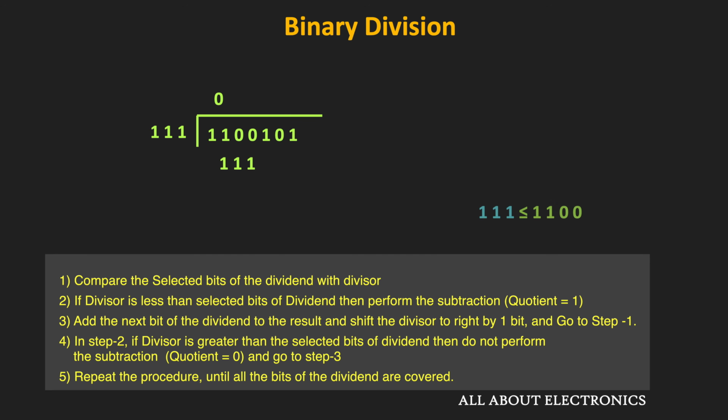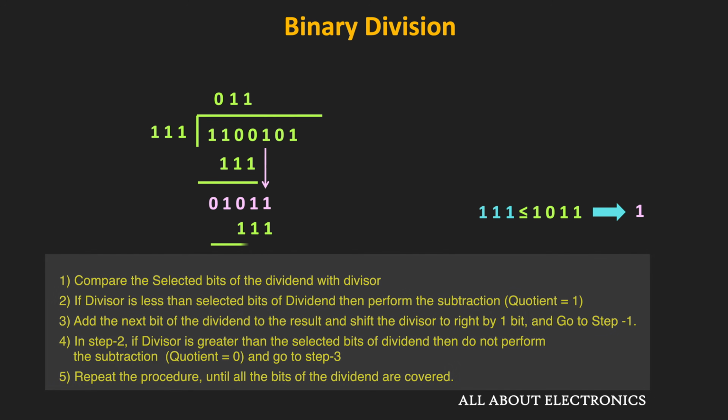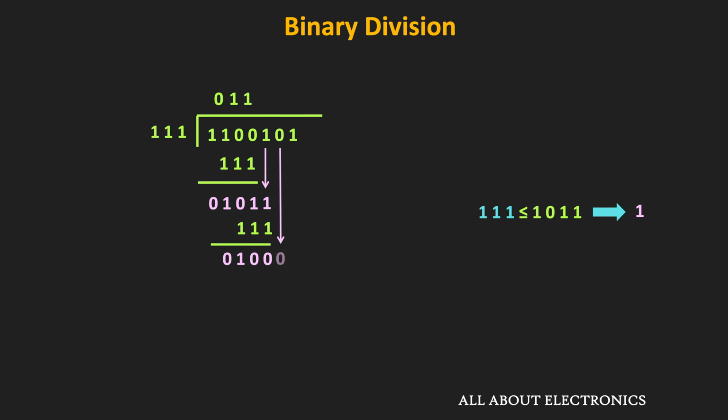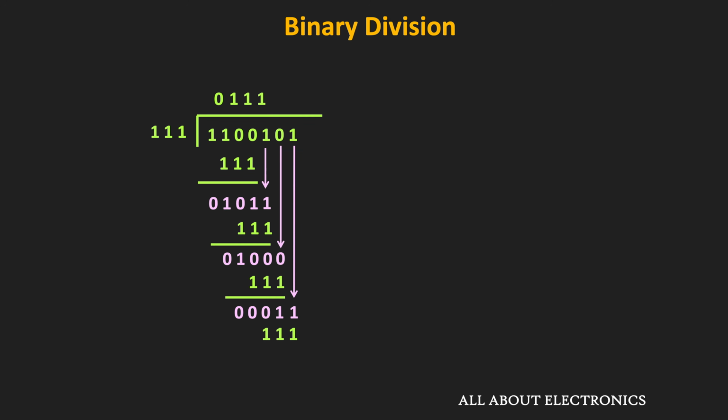And then in the result, we append the next bit of the dividend and shift the divisor to the right by 1 bit. And then we repeat the same procedure. But on the other hand, if the divisor is greater than the selected bits of the dividend, then we do not perform the subtraction. And in the quotient, we write 0. And then we move to the next step, that is to append the next bit of the dividend. And then we perform the right shift operation on the divisor. Once again, the same procedure continues until we go through all the bits of the dividend.